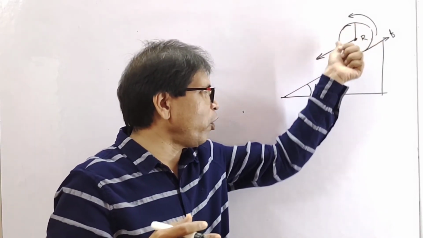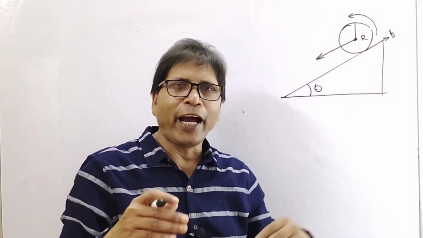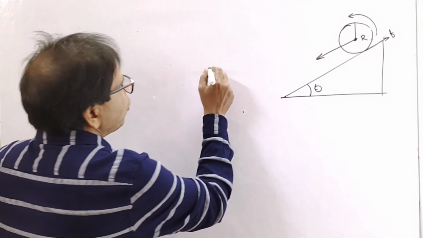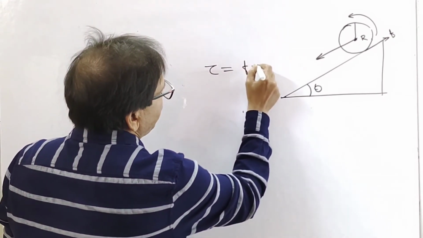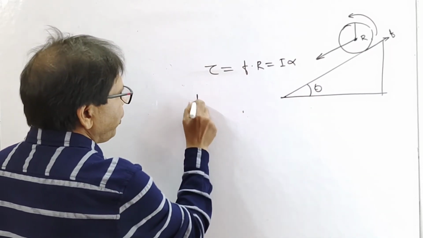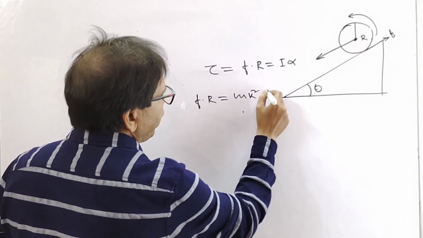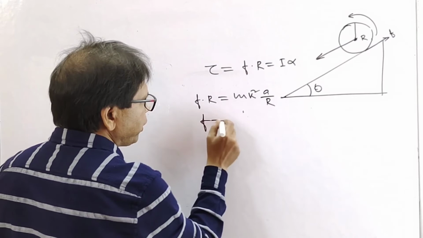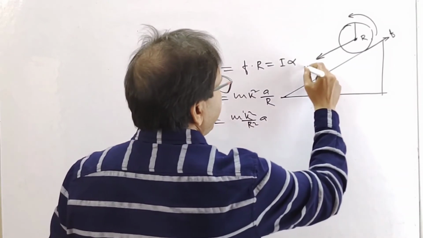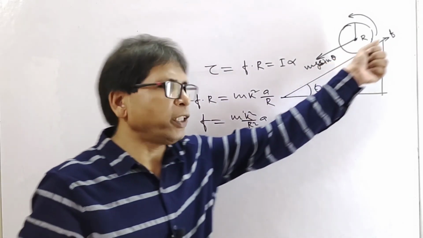Now when a body is on an inclined plane, the force of friction small f acts tangentially and provides torque for its rotational motion. So the torque tau is equal to f into r, which equals I into alpha. So f into r equals mk square into alpha, and alpha is equal to a by r. So the force of friction f equals mk square by r square into a. Now mg sin theta acts along the plane and the force of friction acts up the plane.